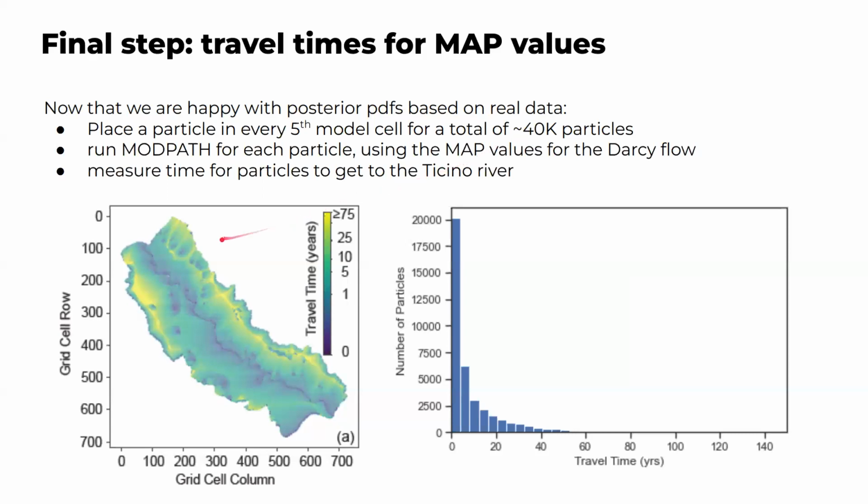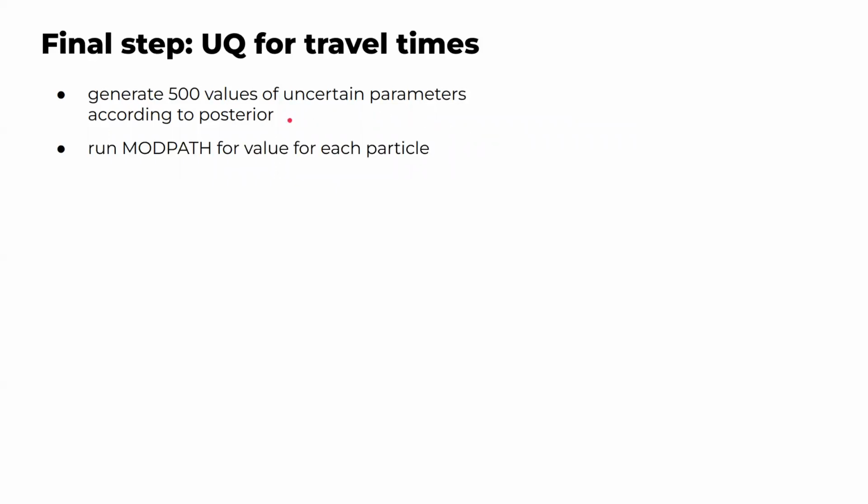So this is the nominal histogram of travel times. Now what we have to do is to generate more histograms of travel times, computing travel times not for the nominal values of the parameters, but for values of the parameters sampled from the posterior PDFs. So we generate 500 values of the uncertain parameters according to the posterior PDFs. We run MODPATH for each value of the parameters and for each particle. So we get 500 sets of 40,000 travel times, and we do statistics across the realizations of travel times.